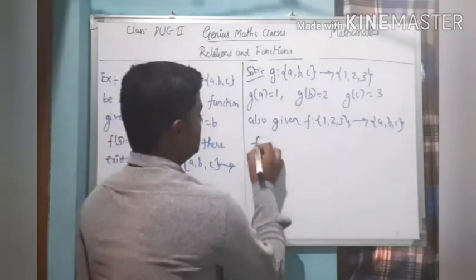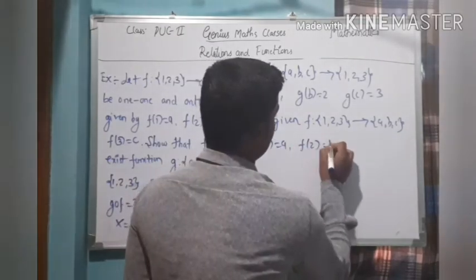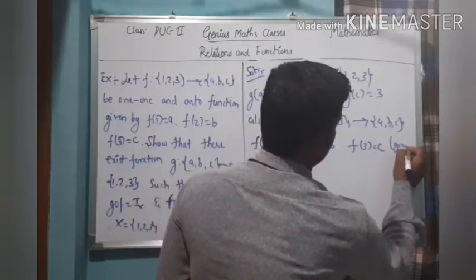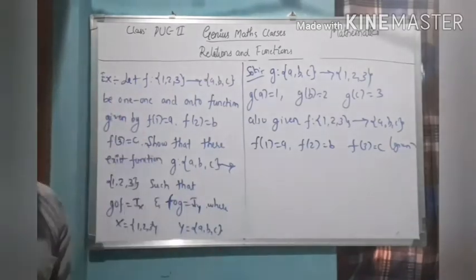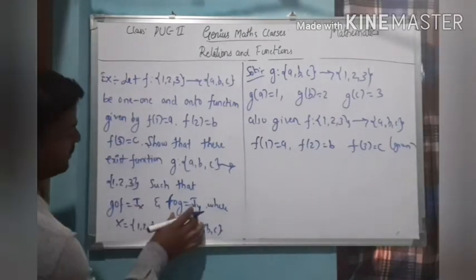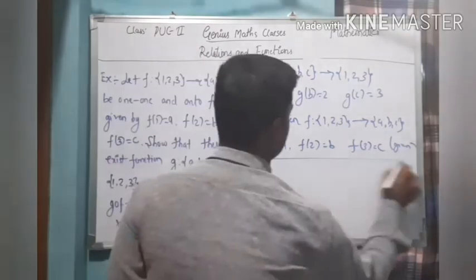It is given as f of 1 equal to a, f of 2 equal to b, and f of 3 equal to c. It is given in the example. Now we need to show that g naught of f equal to ix and f naught of g equal to iy. Let me show this.